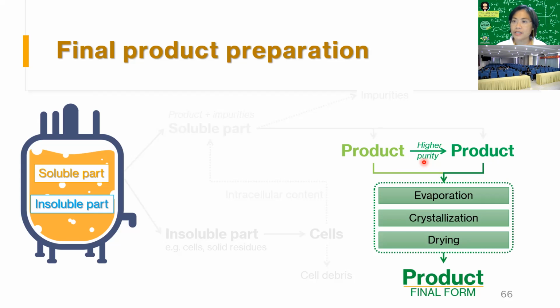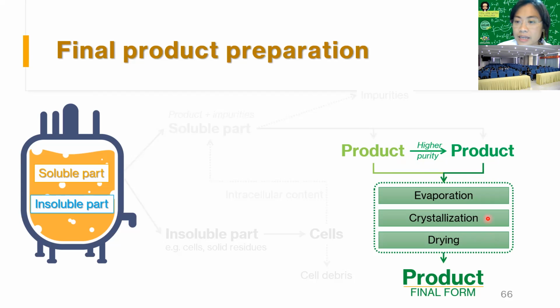Before you get the product into its final form, you still have to do a lot of process, which is also considered a downstream process. The three processes that I want to introduce for preparing the product in final form are evaporation, crystallization and drying. What I should say is that at the end, your product doesn't have to be in solid form or in crystal form. It could be in a liquid form as well, but more pure and more concentrated.